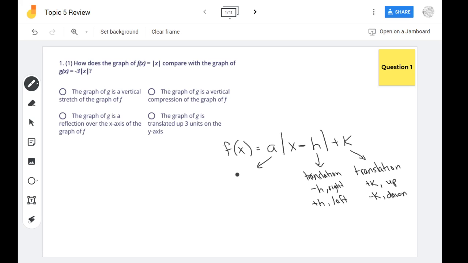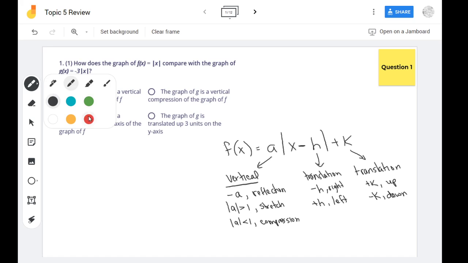Now the a is in charge of three things, and all of them are vertical. So if a is a negative number, you're going to have a reflection. That means that the graph is going to flip upside down. If you ignore the minus sign that might be there, and the actual number for a is bigger than 1, you're going to stretch the graph vertically. And again, if you ignore the sign that's there, and you look at the value for a and it's less than 1, so it's like a fraction like 1/2 or 3/4, you're going to compress your graph vertically.